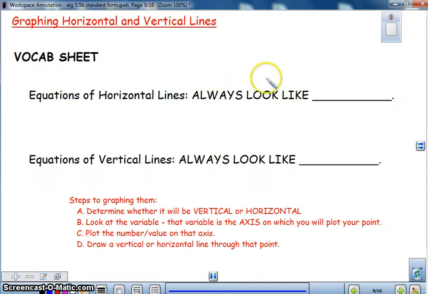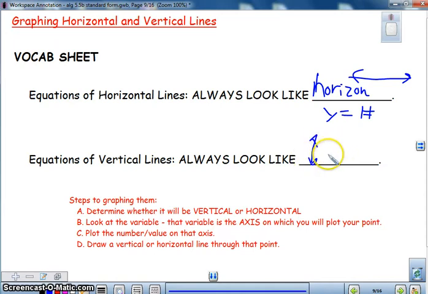Remembering, horizontal lines always look like, and this is where we think of our horizontal line, like the horizon. So if you think about the horizon, that is flat and it's going across. Vertical lines, if we're looking at an equation for a vertical line, here we're always going to have x equals a number, think of your vertical jump in volleyball or basketball. And for a horizontal line, y equals a number. So first thing you want to determine is vertical or horizontal. Plot the points.